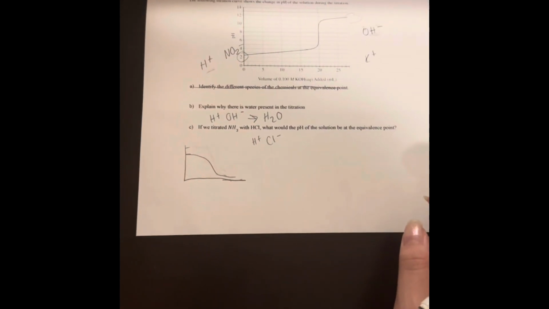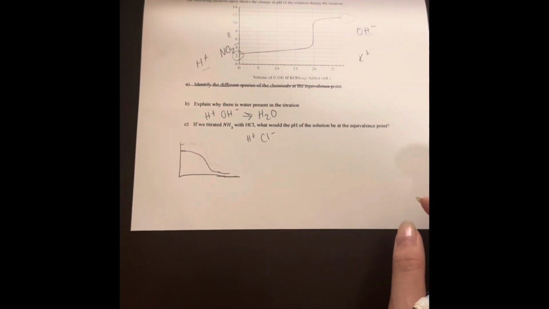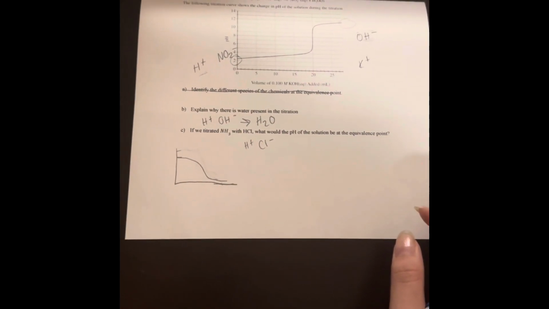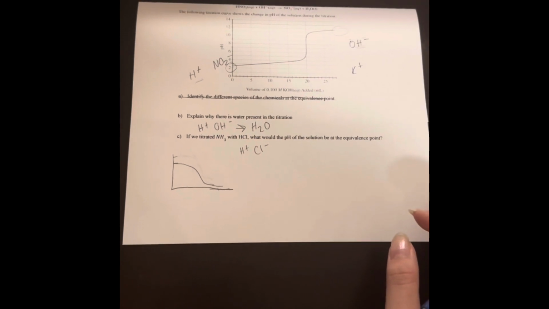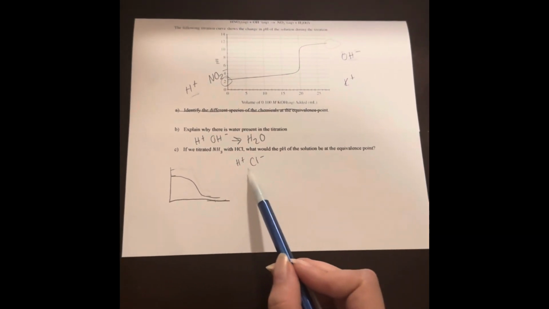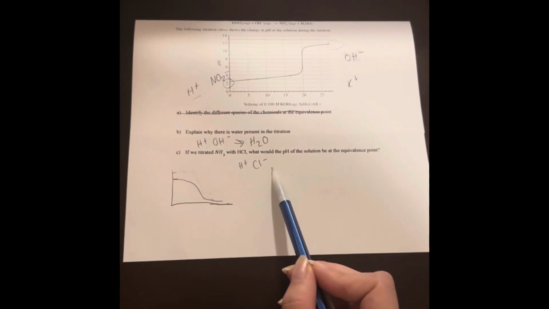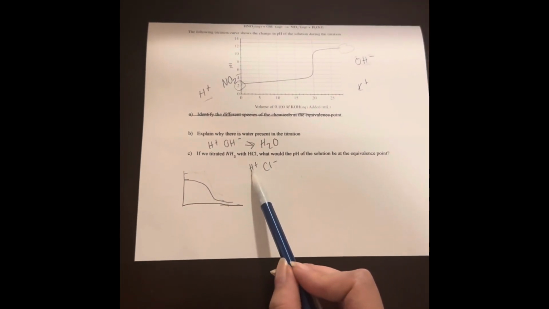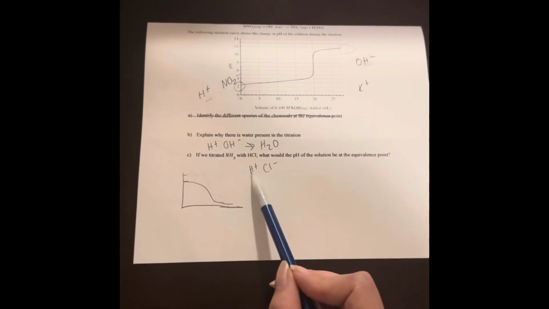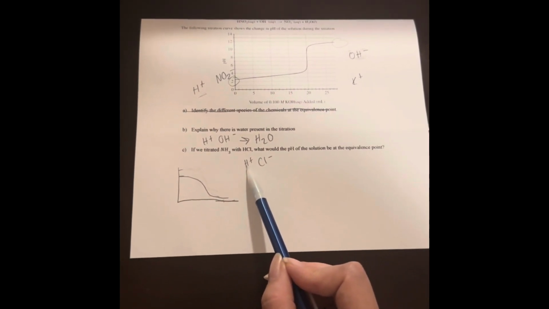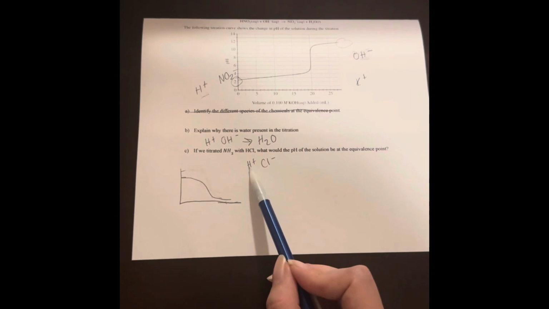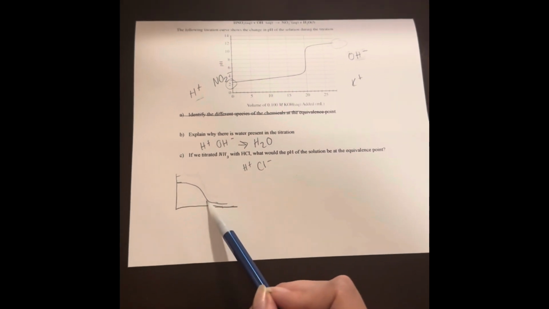In this last part of the FRQ, we see that if we titrated NH3 with HCl, what would the pH of the solution be at the equivalence point? We know that the HCl will fully dissociate into H plus and Cl minus. However, because there's no OH to neutralize this H plus, there's going to be a lot more acid continuing to be present as we continue to add it to the solution.